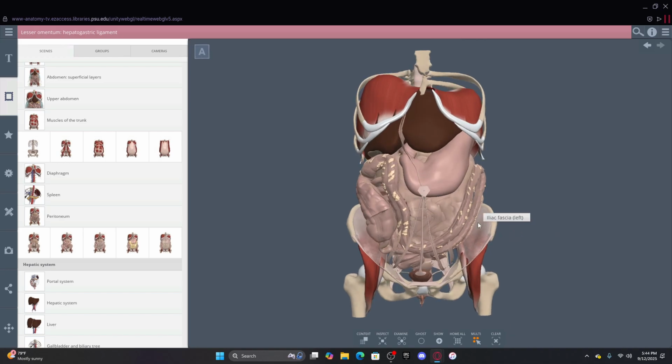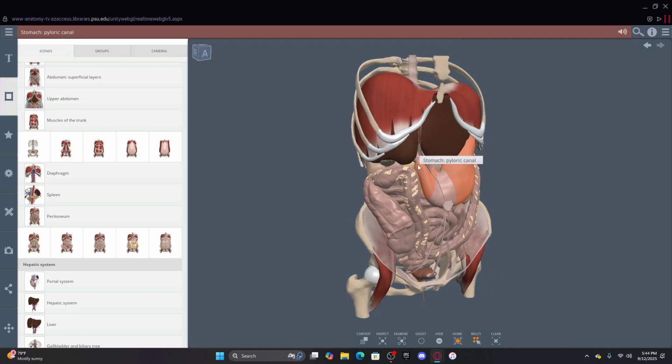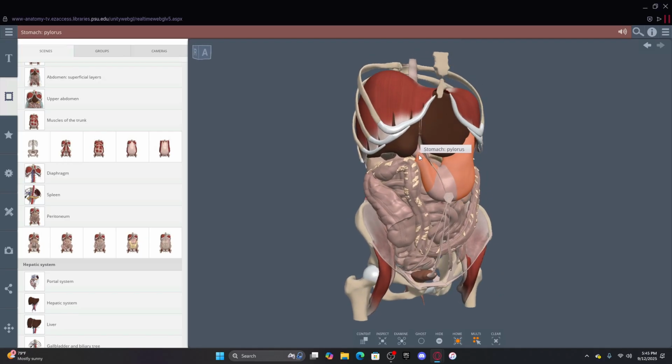Now we're going to move on to the abdominal organs. These other things you don't need to know. So we're going to move on to the stomach. This is the stomach here. We have the fundus of the stomach on top, and then we have the body of the stomach, and then moving into the pyloric sphincter. That's that structure right there.